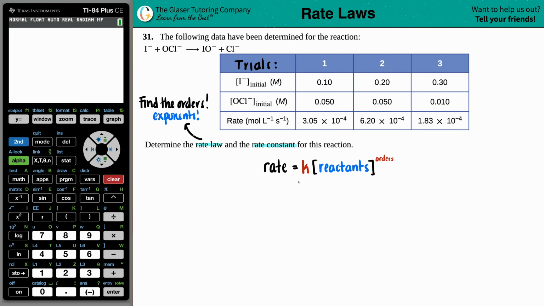So our specific rate law would be rate equals the rate constant. They did not tell us what the rate constant was, and after we find the rate law, we have to find the rate constant, times the reactants. In this case, there are 2 different reactants, I minus and OCl minus, and here they are again. So I should have 2 brackets, and just know that if you have multiple reactants, those are always multiplied by each other. So in this case, we have I minus.